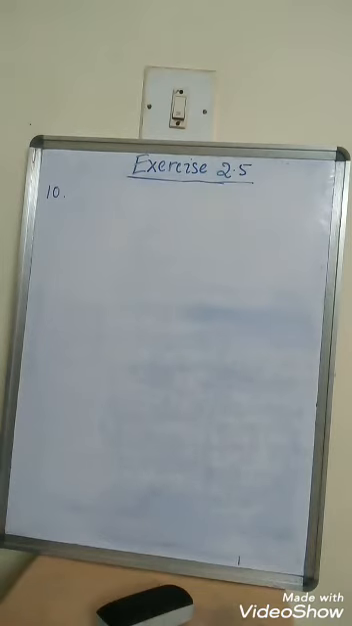So the height they have given is 18 meter, and the length they have given is 24 meter long, and they have asked you to find out how far from the base of the pole the stake should be driven so that the wire will be taut.